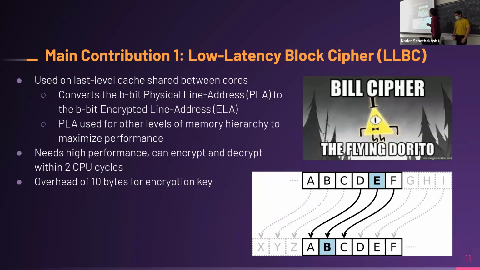We want high performance, and the paper shows that we can have this at a cost of only 2 CPU cycles. This is not actually very bad, because last level cache accesses in modern CPUs can take anywhere in the hundreds of CPU cycles to get information. So 2 CPU cycles isn't too significant. And the overhead is about 10 bytes for the encryption key. So it doesn't seem all that bad in terms of the performance cost.